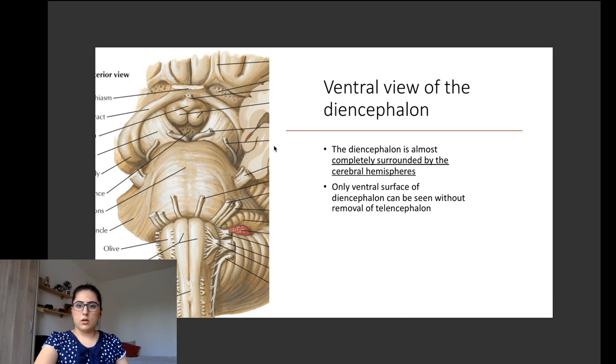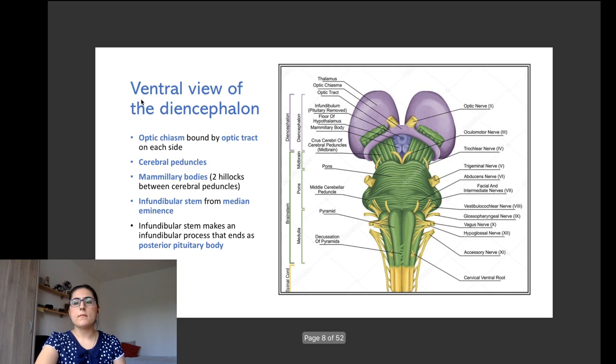This is the ventral view, and I didn't need to remove my telencephalon to be able to see these things. You can see that the telencephalon is not removed to be able to see this view. Now, in this picture over here, I removed the telencephalon for you to be able to see it better. You can see that, again, I have my brainstem, my cerebral peduncles, my pons, my medulla oblongata. What else can I see in the ventral view of my diencephalon?